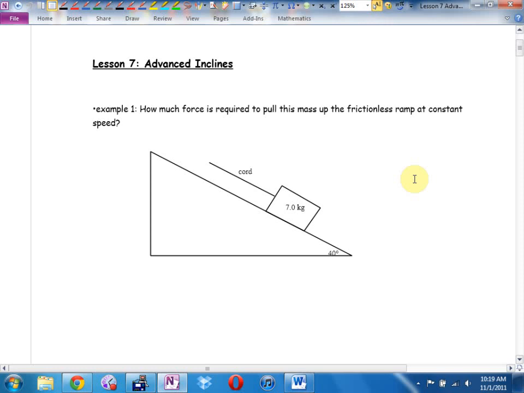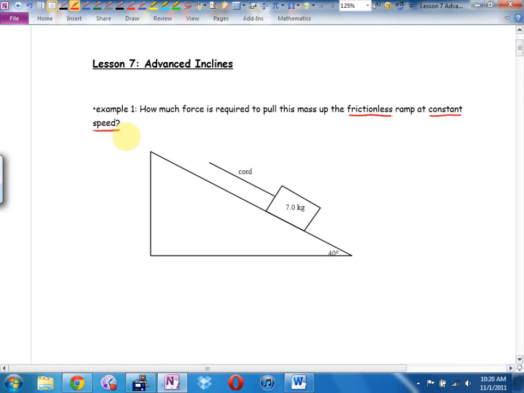Example 1 says, how much force is required to pull this mass up the frictionless ramp at a constant speed? I would do two things here. I think, Emily, if I was a good student, I would underline frictionless because that makes the question easier. But there's a trigger phrase, and the trigger phrase there is constant speed.